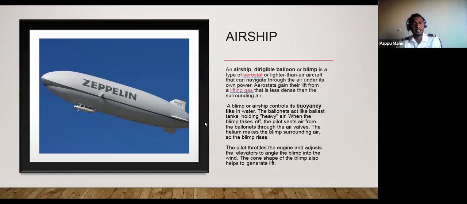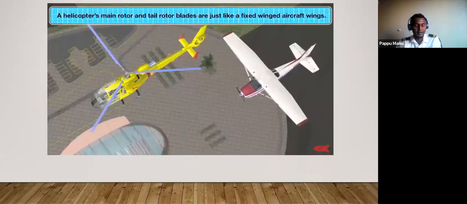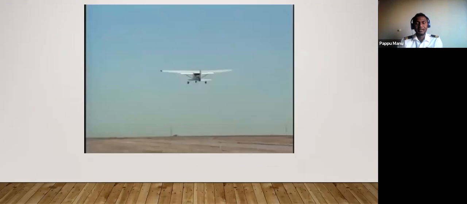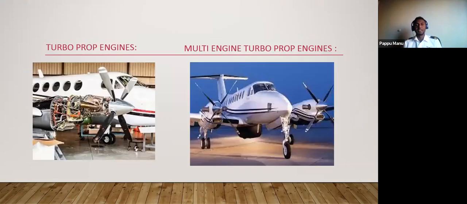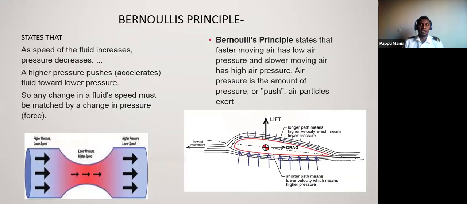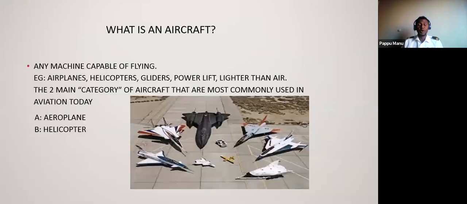All right. Like we've learned, we start with what is an aircraft, the most basic, simple understanding. We've already said it's any machine capable of flying. Then we go to the classifications of aircraft, or different types of aircraft. We have different categories: aeroplanes, helicopters, gliders, powered lift, and lighter than air.